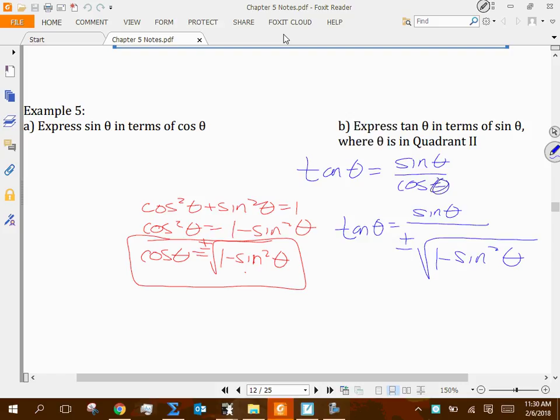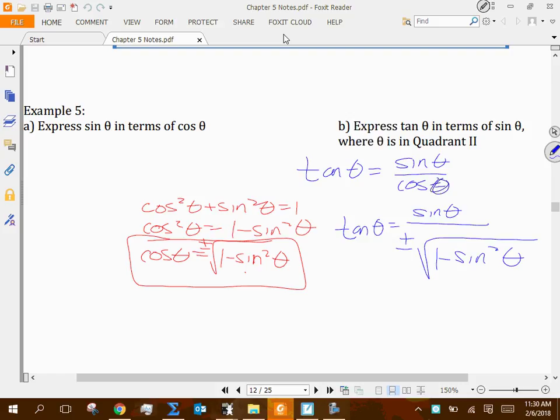So if I wanted to know what tangent theta was, and I didn't know cosine theta, and I didn't want to go through the work to find cosine, but I knew sine. Maybe in the problem they tell me sine of theta is 1/2, and they want me to find tangent theta. I could use this formula instead of having to do the work to find what cosine is. Does that make sense? We'll see examples of that in the next couple of weeks.